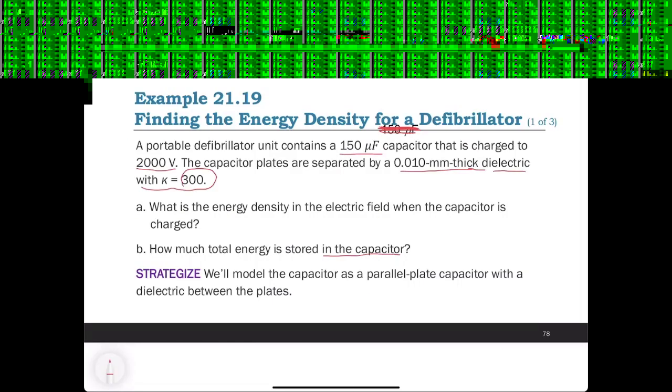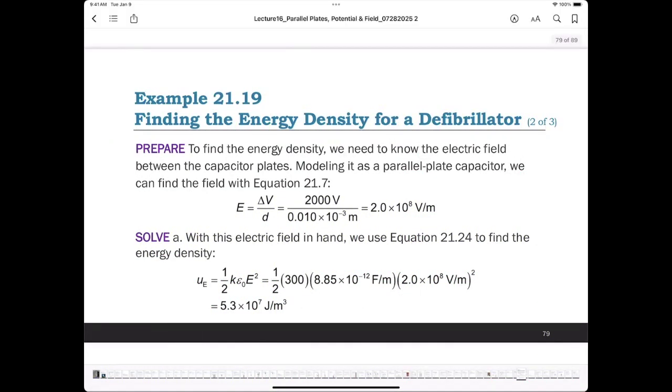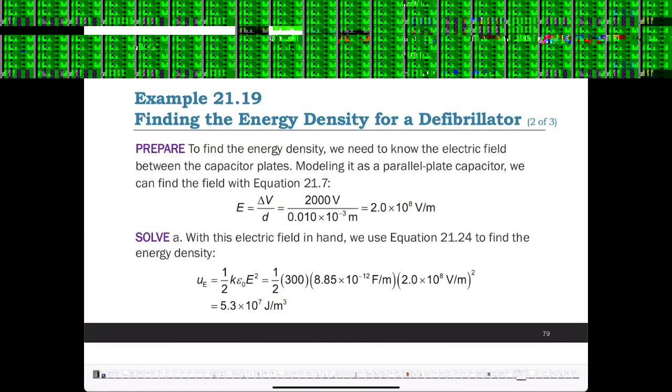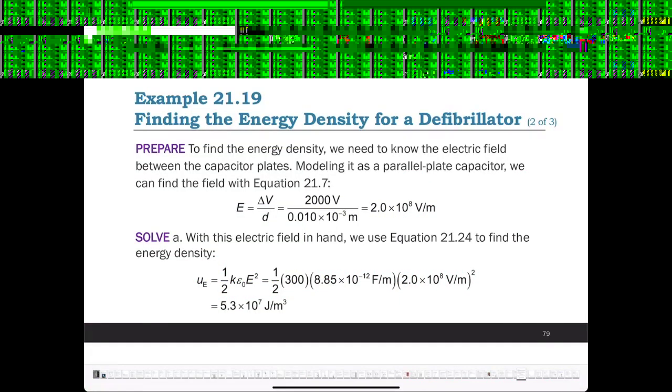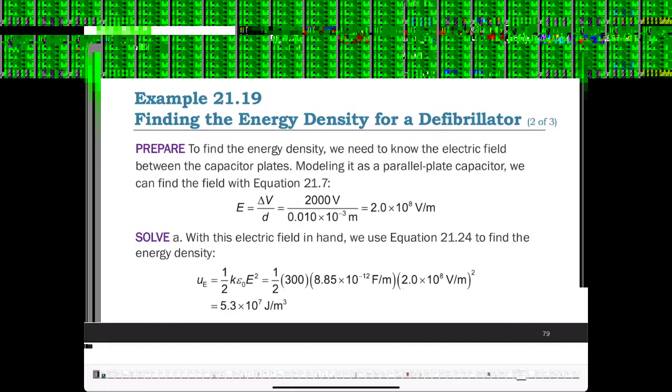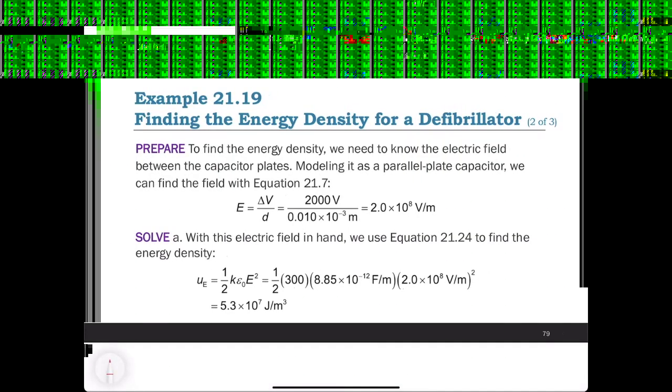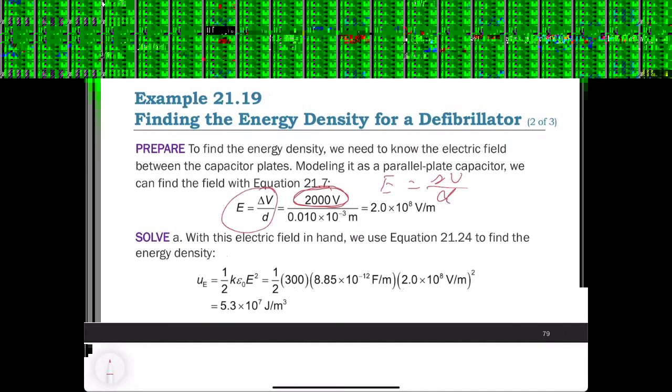We will model the capacitor as a parallel plate capacitor with a dielectric between the plates. To find the energy density, we need to know the electric field between the capacitor plates. Modeling it as a parallel plate capacitor, we can find the field with equation 21.7: E equals delta V divided by D. We know the voltage difference is 2000 volts, and we also know the distance, it has already been given to you.